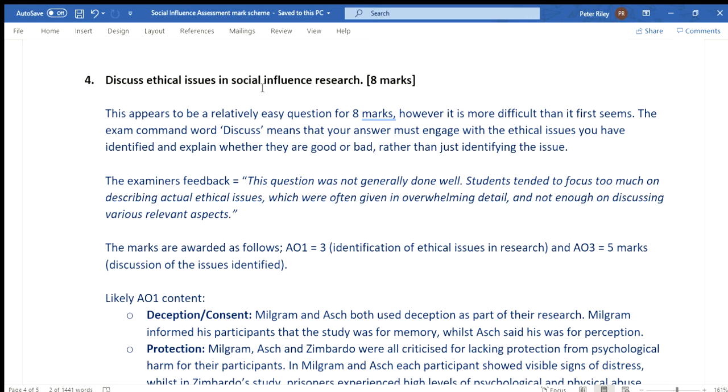It appears to be a really easy question for 8 marks, however, it's more difficult than it first seems. So the exam command word discuss means that you've got to engage with the ethical issue and not just identify the ethical issue. So when we're saying engage with the ethical issue, you've got to say whether it's good or whether it's bad, rather than just identifying the issue itself.